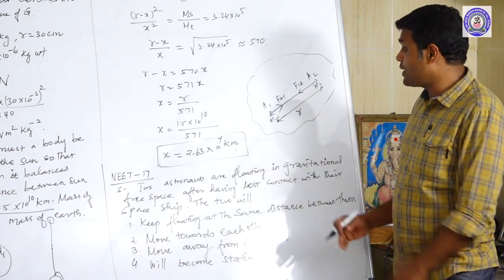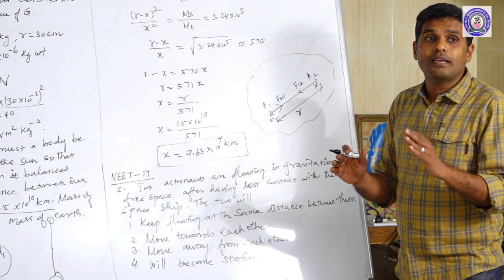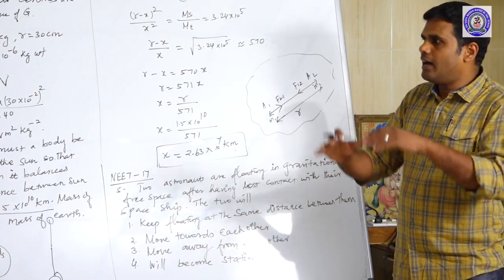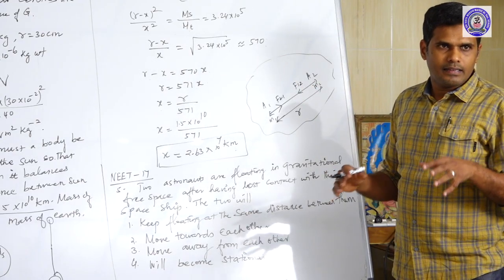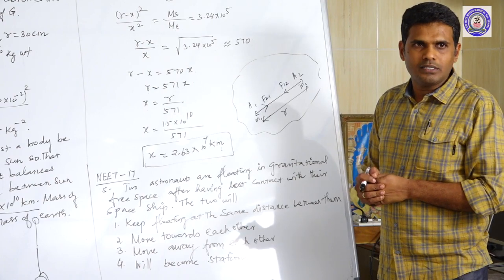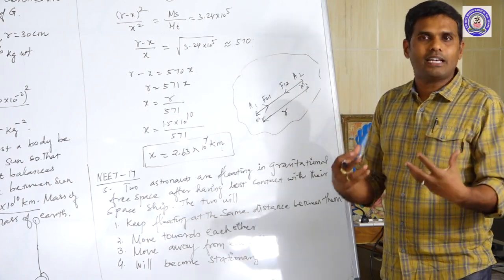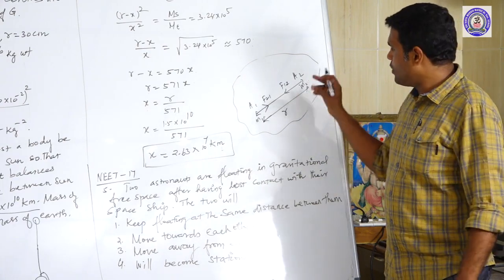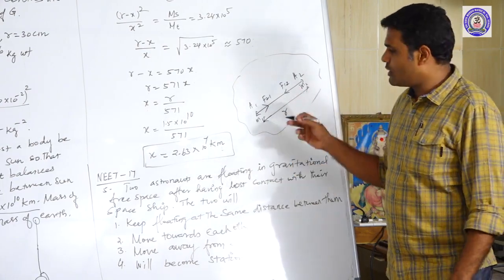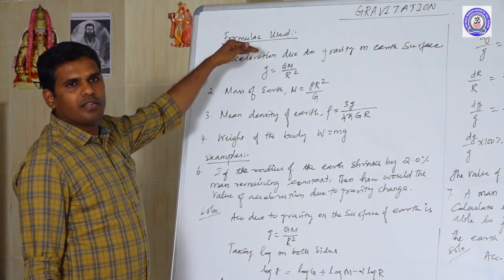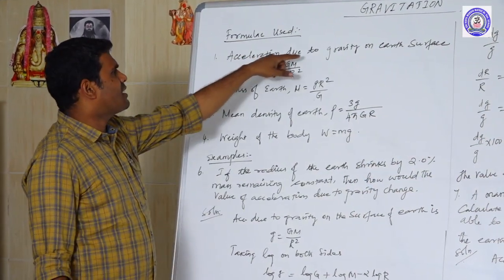What exactly we have to say is, they are said to be in a state of weightlessness. If they go out of the spaceship and float in space, then they are out of the force of gravity, which means they feel weightlessness. But between themselves, any two bodies existing in space will experience a force of attraction, so they will move towards each other, right?